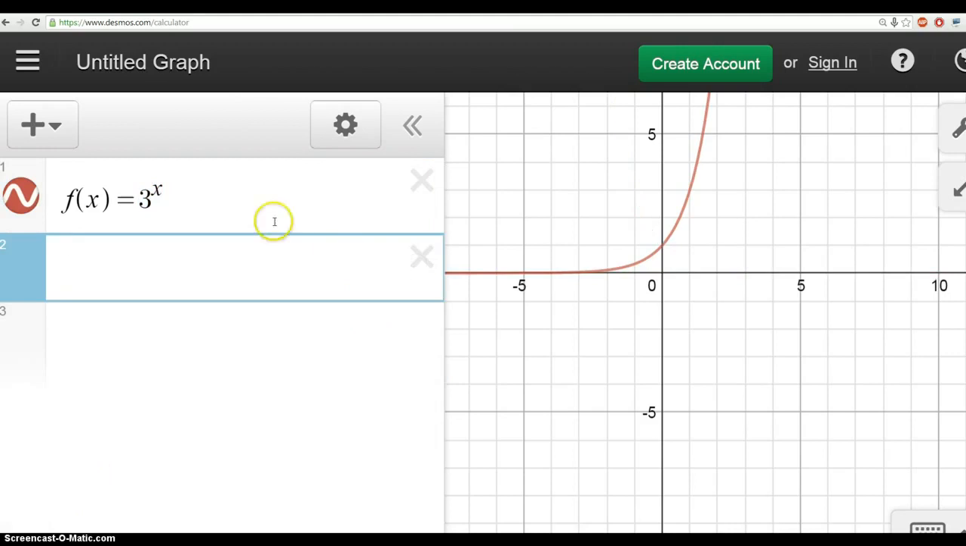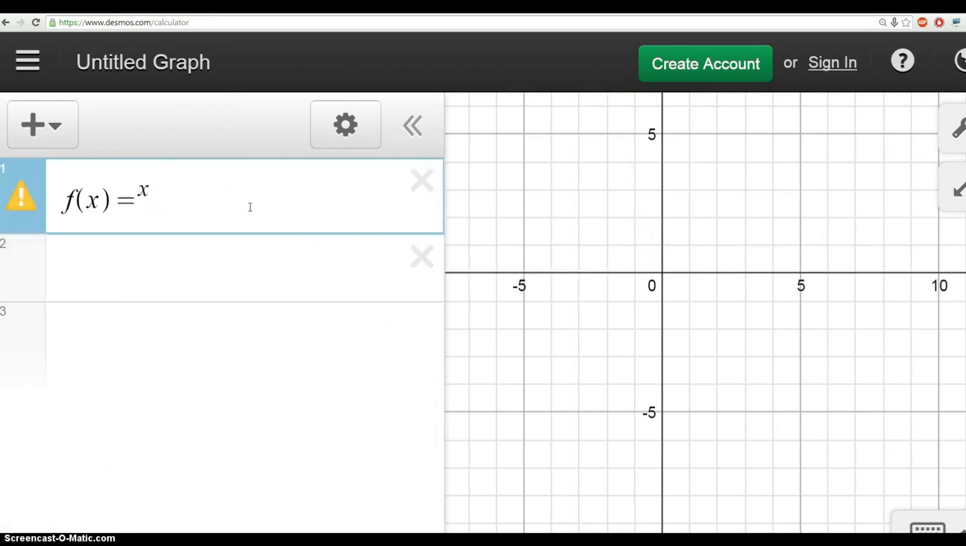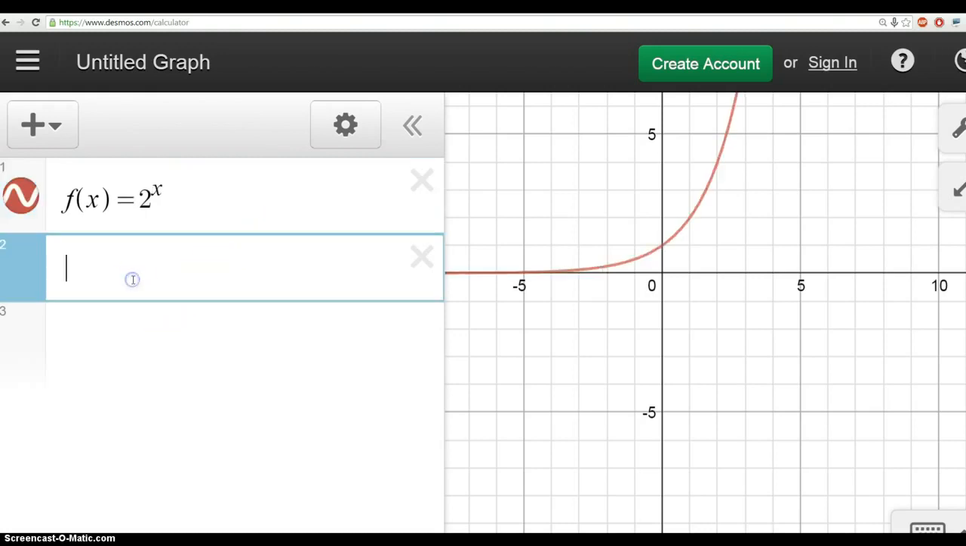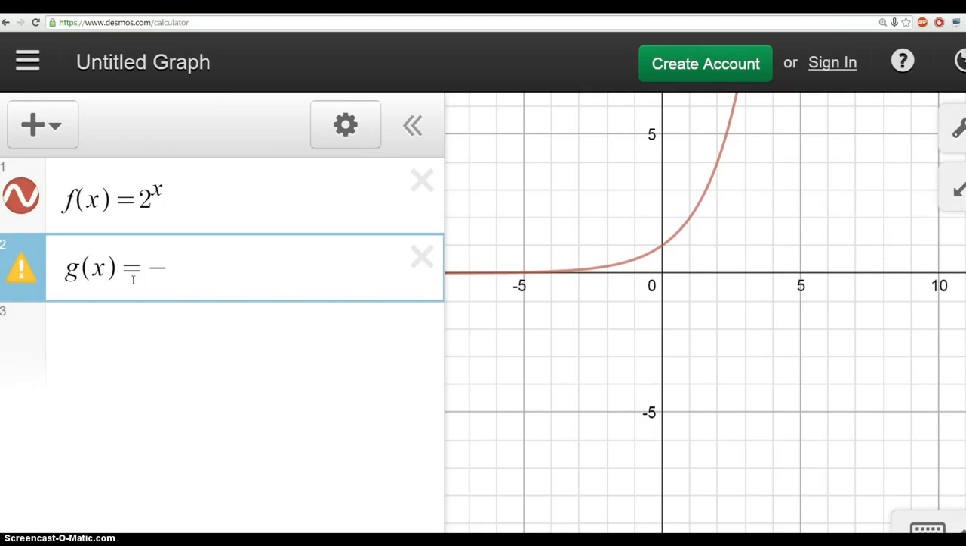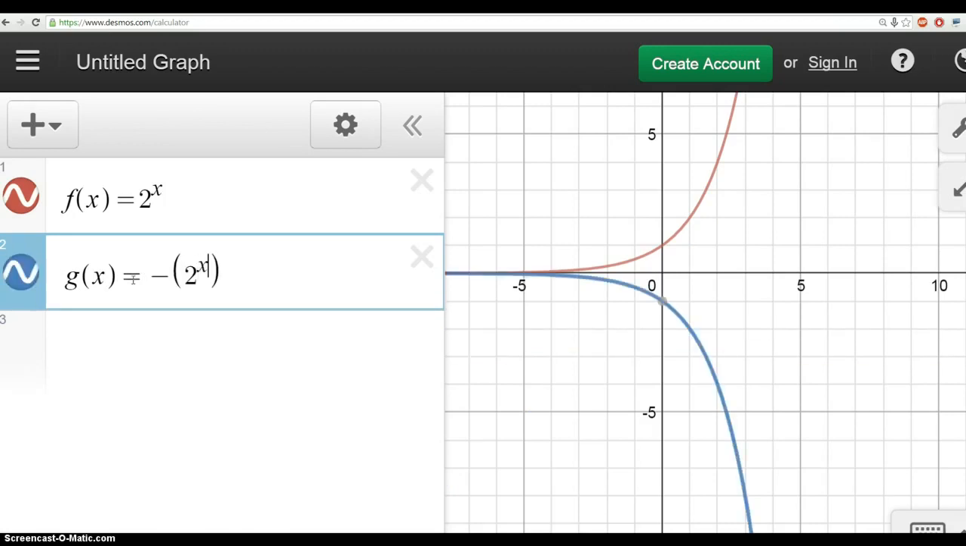Alright guys, so number 7, it's talking about coordinate notation. So here is the first one, and here is the second one. It's called g, I believe. So g of x equals the opposite of 2 to the x power. Okay? So notice here that the x's of each of these points are the same, but the y's are opposite.